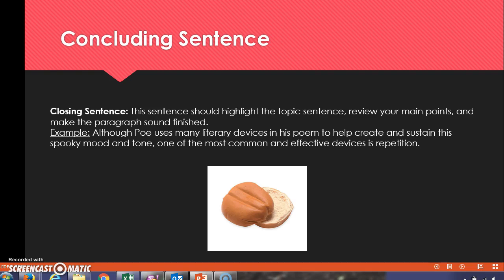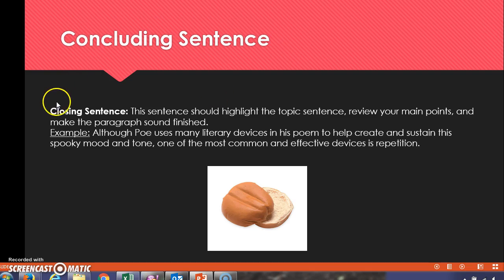And of course, if you don't have a bottom bun on your hamburger, well, things can get a little bit messy, and it's probably not the most enjoyable experience. So, if you don't have that concluding sentence, things can get a little bit messy for your reader as well.